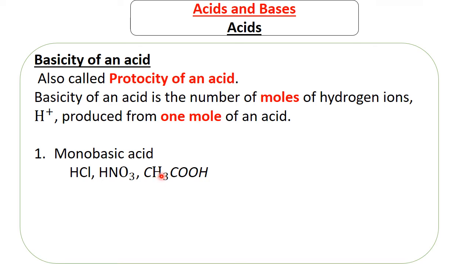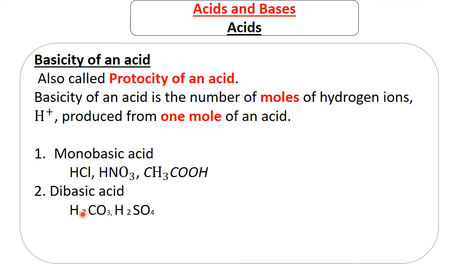This one, this hydrogen is part of the ethyl group, so it's like a radical. It has nothing to do with the acidity of ethanoic acid. Only this hydrogen here. So all these are monobasic acids. The second is dibasic, which has two. So an example is carbonic acid.